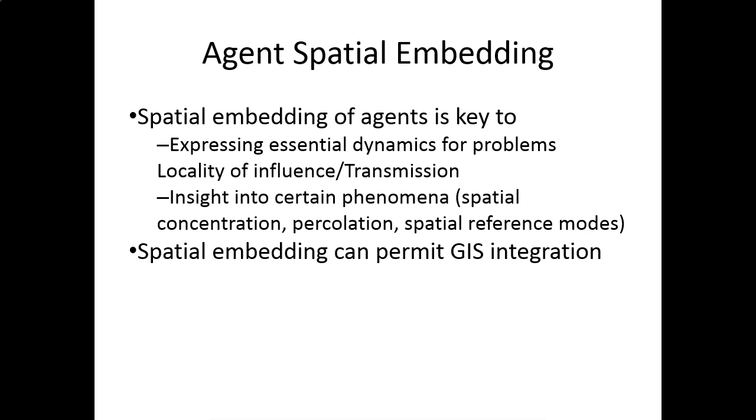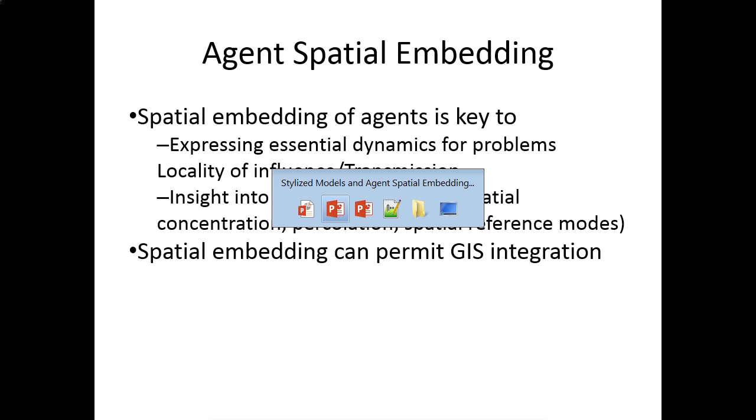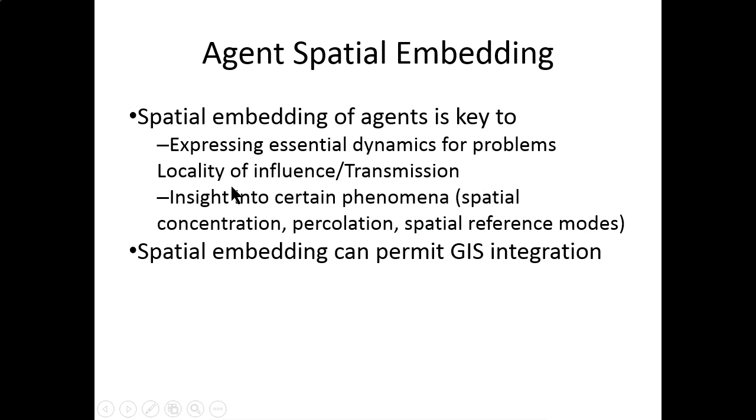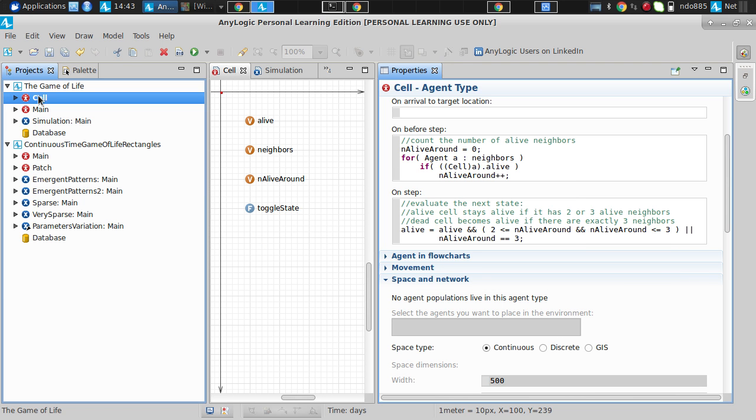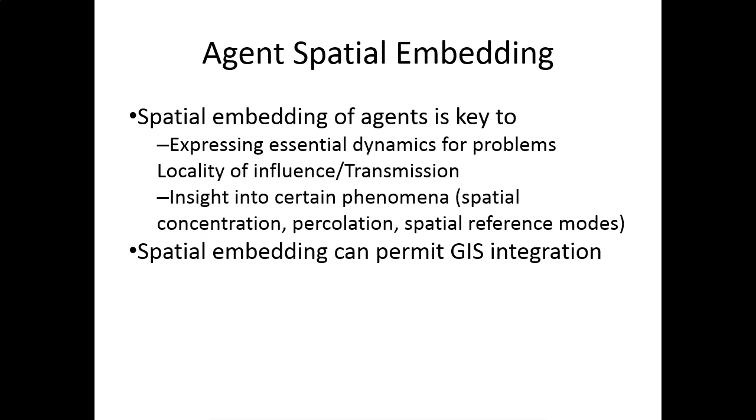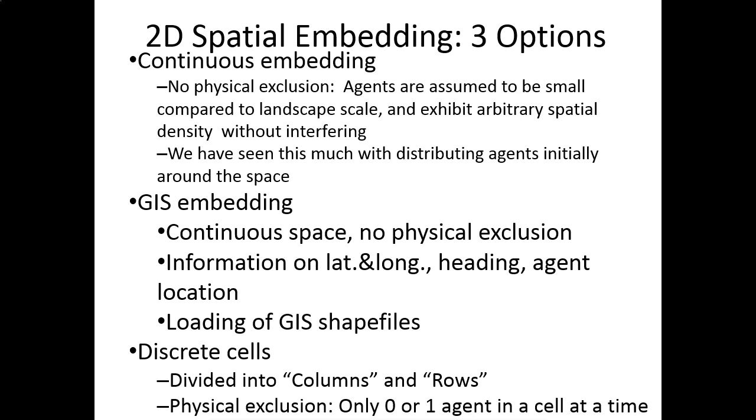Okay. Now, a key component of this was spatial embedding. We had agents situated in space. In this case, the space was discrete. We had these small patches here, these individual patches into which agents were placed. And those agents' behavior was dependent on their neighbors in the patches.